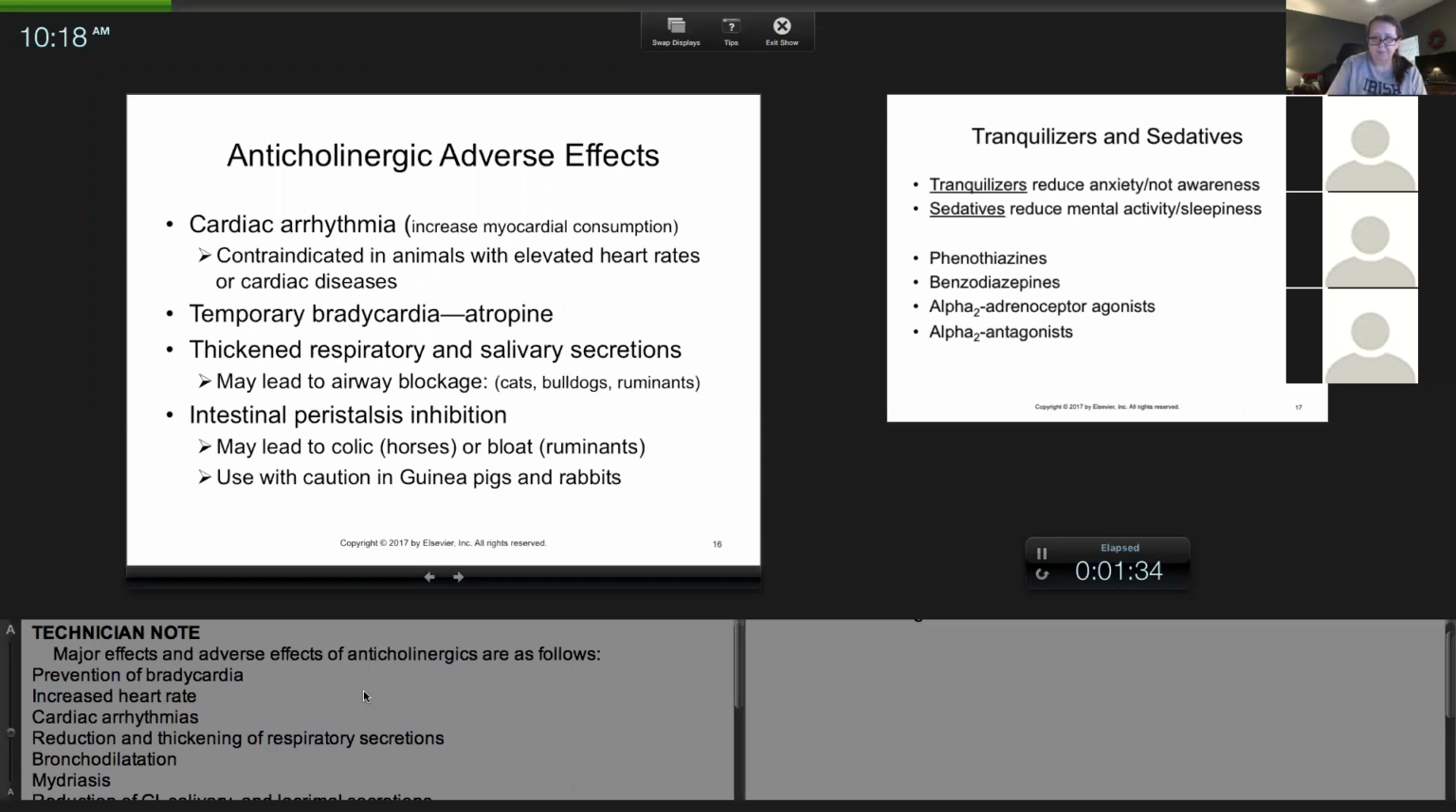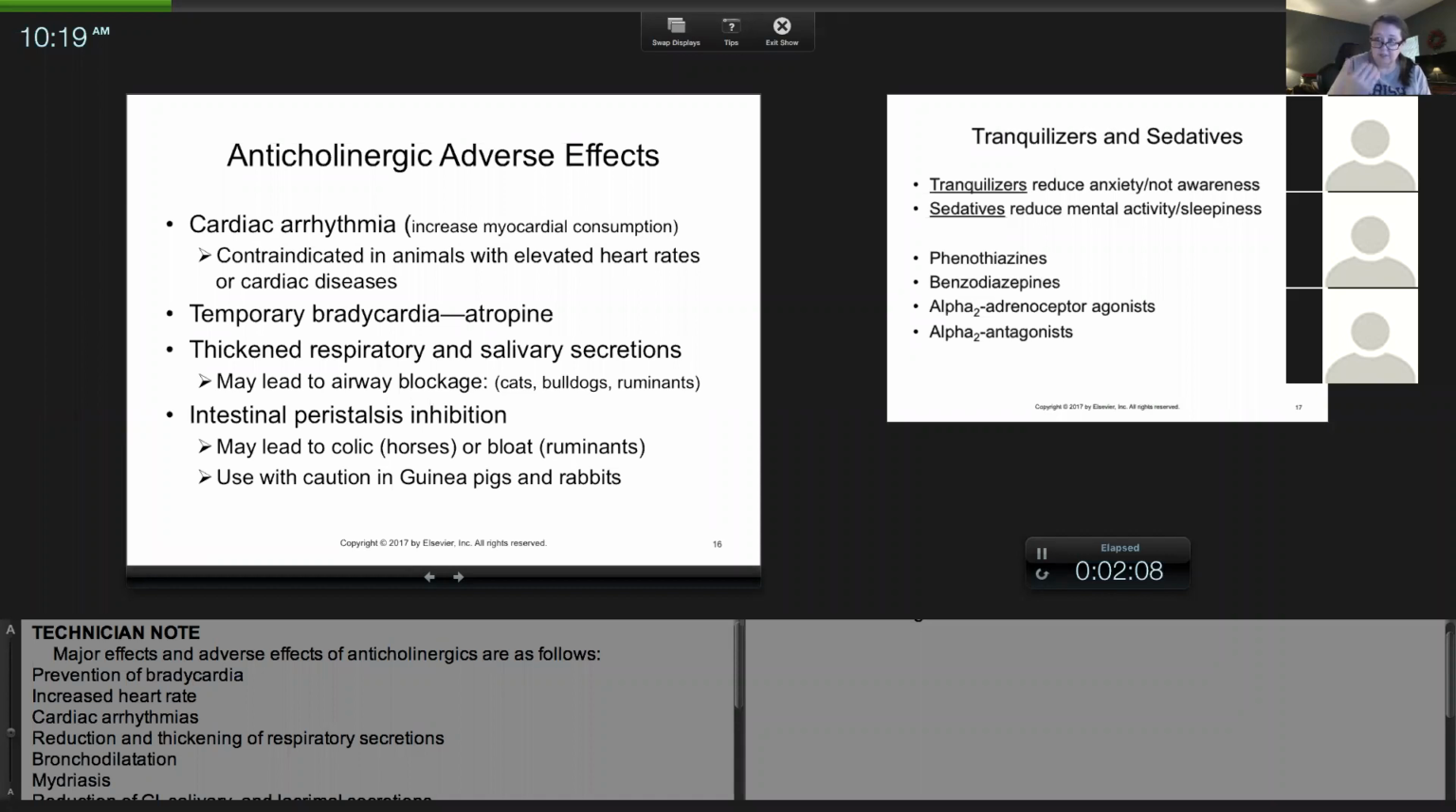So, the one thing, and I really want people to highlight this or put a star on slide 16, because whenever you give atropine, you can see cardiac arrhythmias. And one thing here is it increases myocardial consumption. Whenever you make the heart beat faster, you're making the heart work harder. The myocardium is a muscle. You're giving a drug and it's making that muscle work harder.